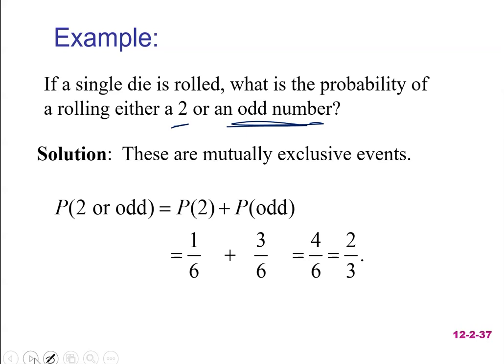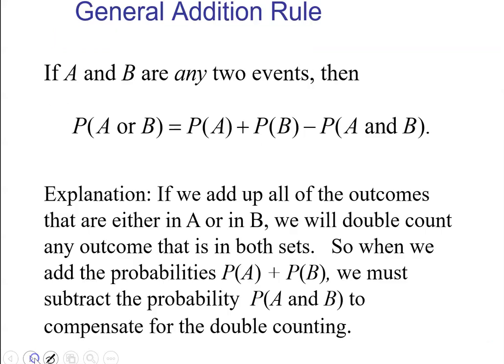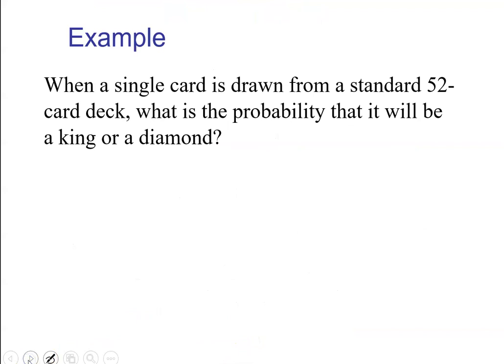But what if it said, what's the probability of rolling a 2 or an even number? If I just changed one word, now these events are not mutually exclusive. So what would we do? Well, we'd still add the probability of the first and the probability of the second, but then we subtract where they both occur. Otherwise, we're going to have repeats. You would count things twice in some cases. So double counting is what we're trying to get rid of.